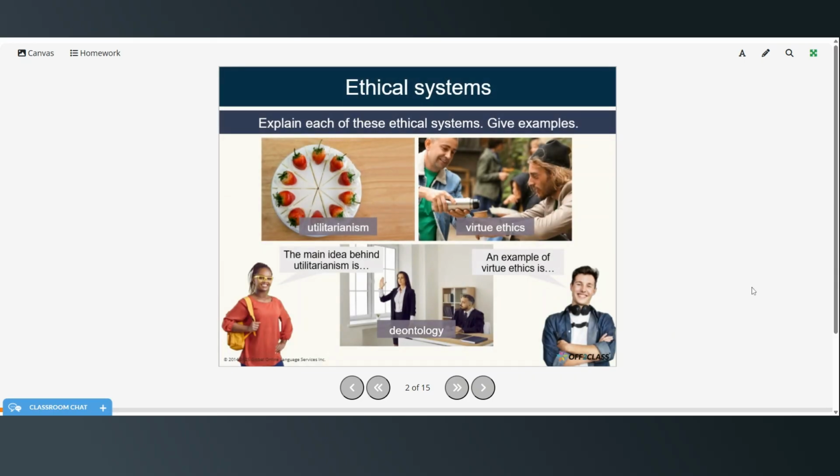So read each of these ethical systems and give some examples. Utilitarianism, that's where you choose the outcome that makes the most people happy. So in this example, dividing the cake into equal pieces so that everyone gets the same. Virtue ethics is this example. He's giving water to a homeless person, doing things because they're the right thing to do. And deontology is telling the truth no matter what.